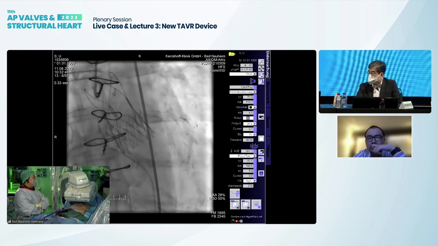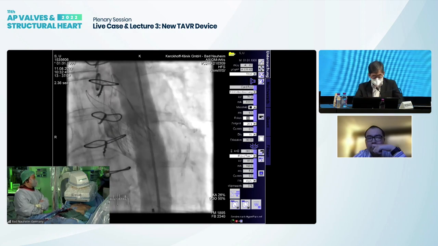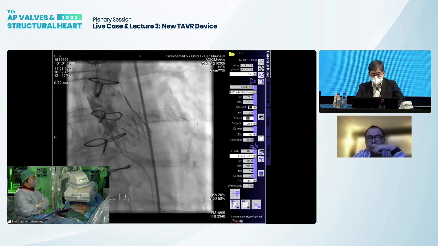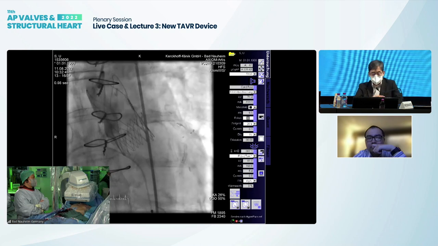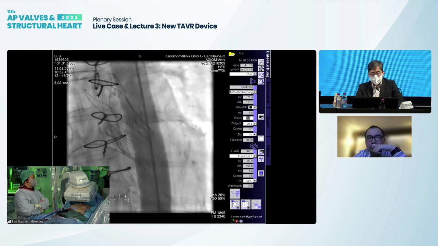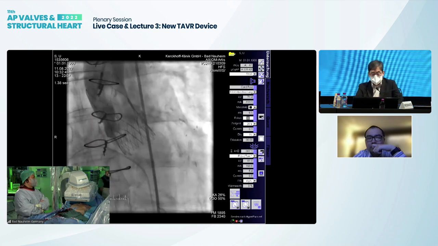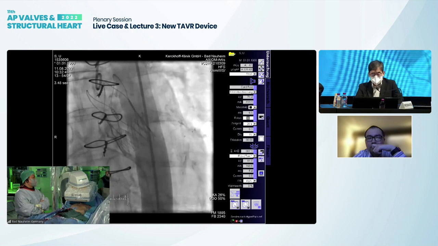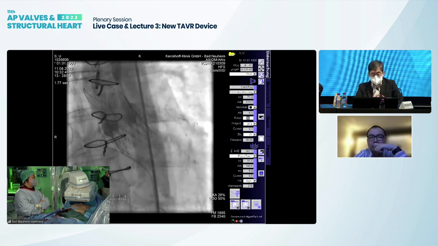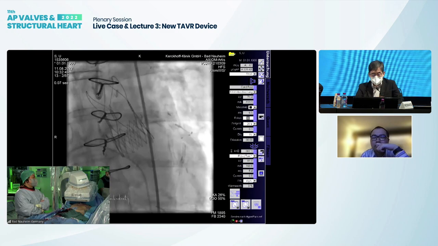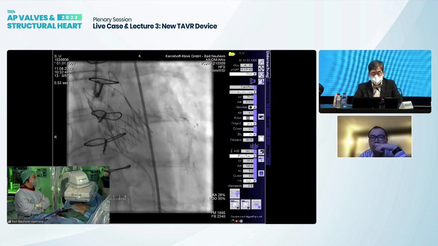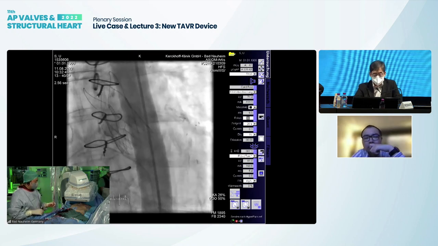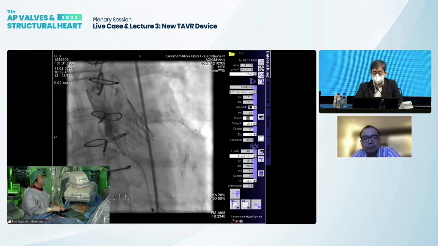Would you leave it? The patient age is 81 years old. Of course, he has a low ejection fraction. Thus, if we reduce the leakage, it is better for him. The problem is whether or not to do the post-ballooning. Is there any problem with post-ballooning in the Acurate system? No, not at all.